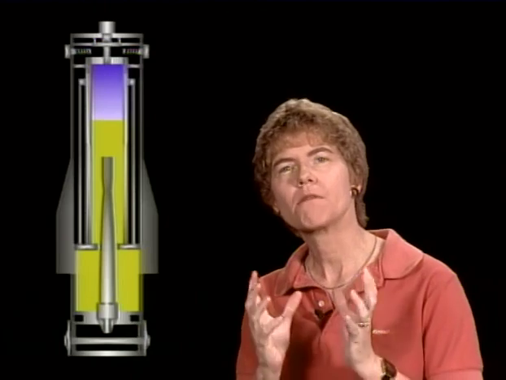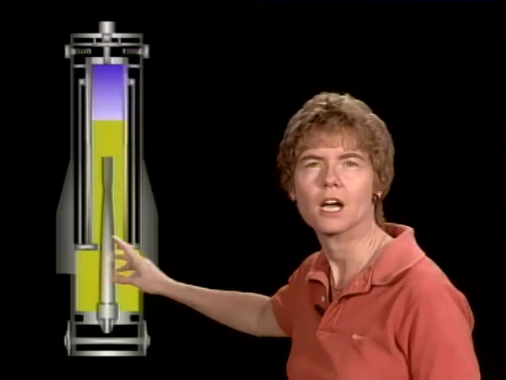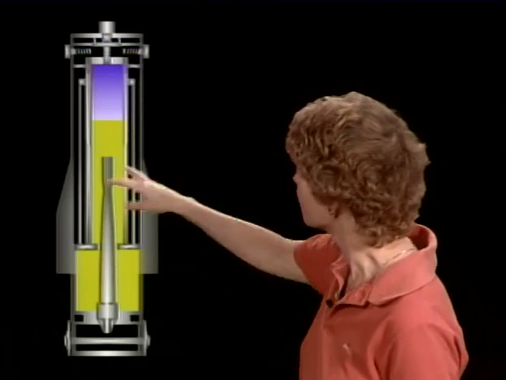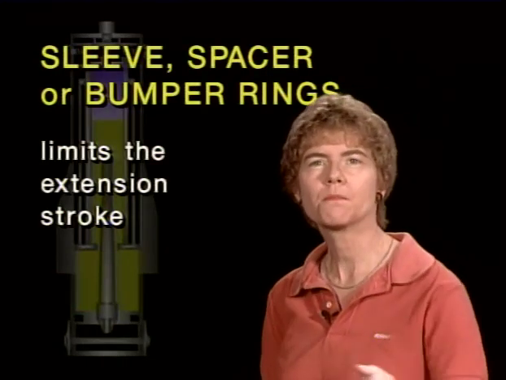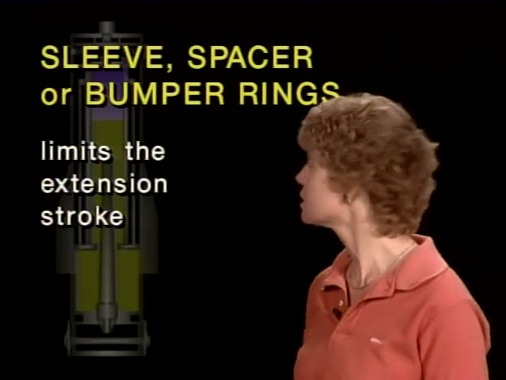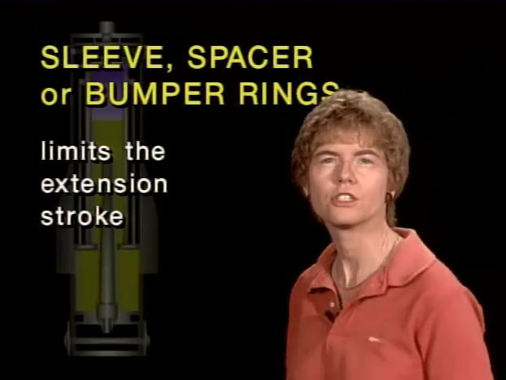Now, when that shock strut has compressed from a landing, to prevent a very rapid extension of it after that compression, there will be various types of valves or orifices in the shock strut which restrict the reverse fluid flow, and that keeps it from extending too rapidly after it's been compressed. And there will also be a sleeve or spacer or bumper ring incorporated in that shock strut, and the purpose of that is to limit the extension stroke.